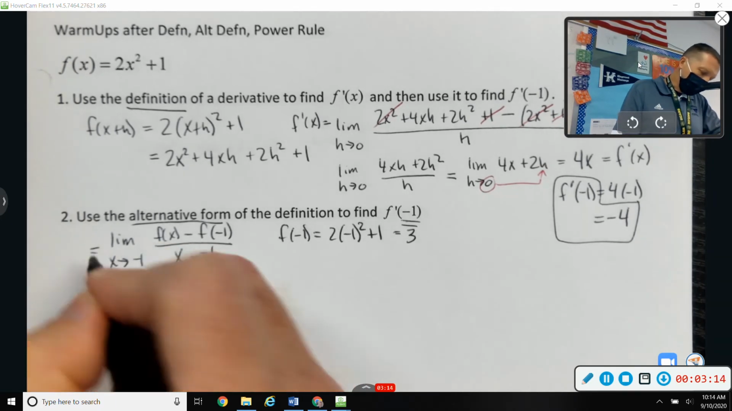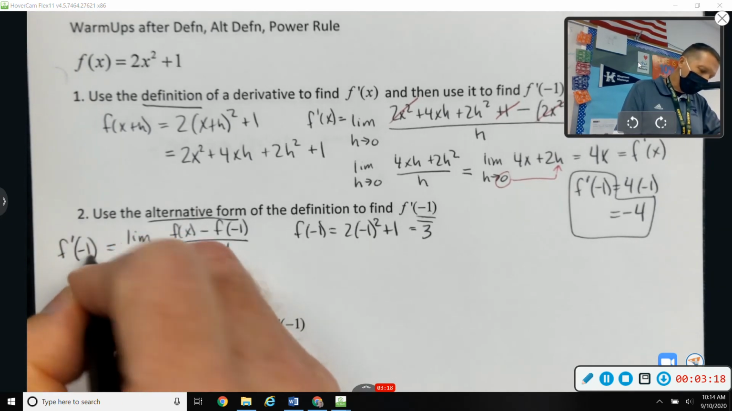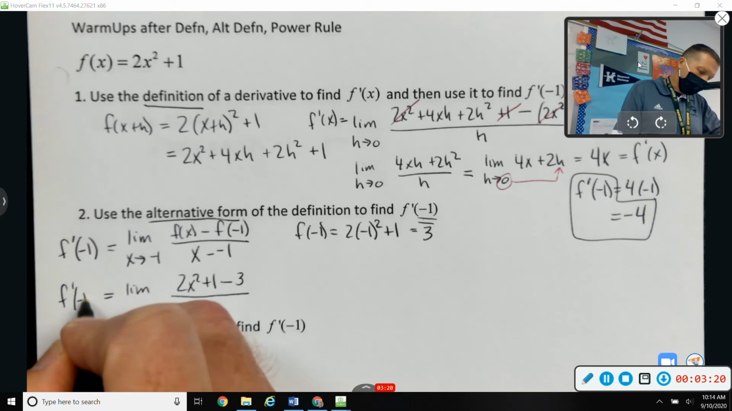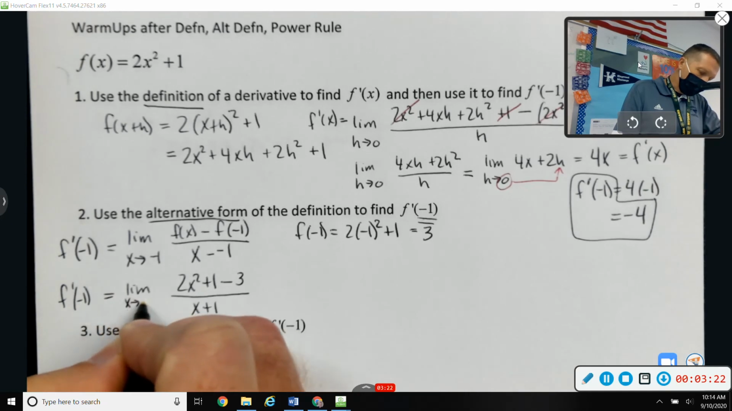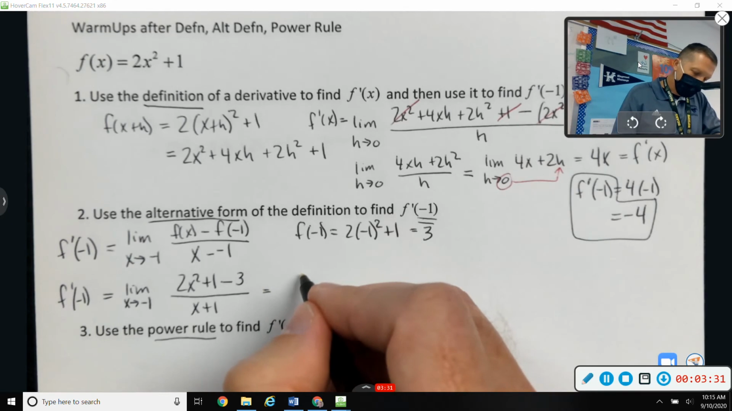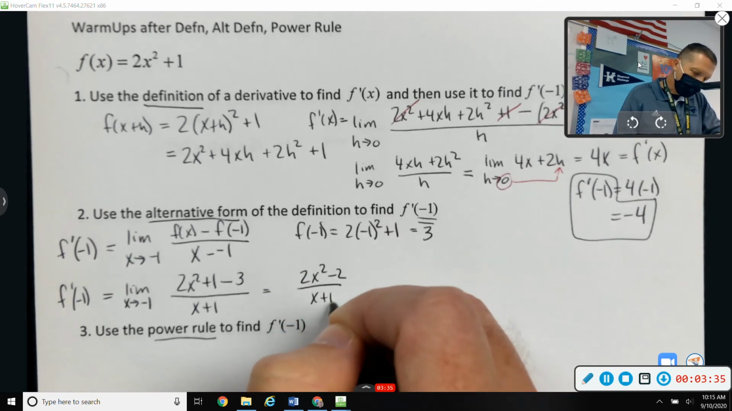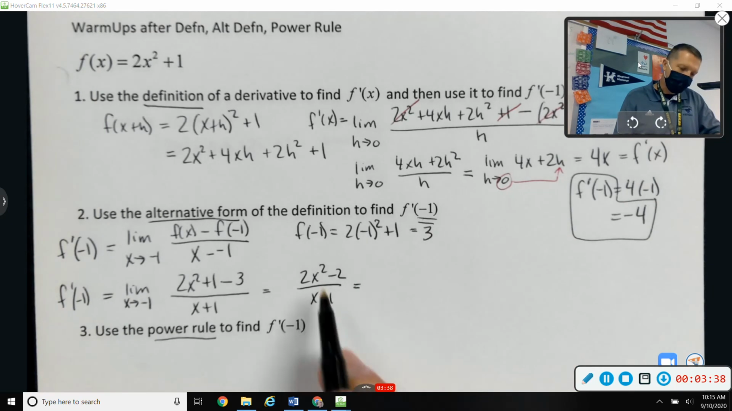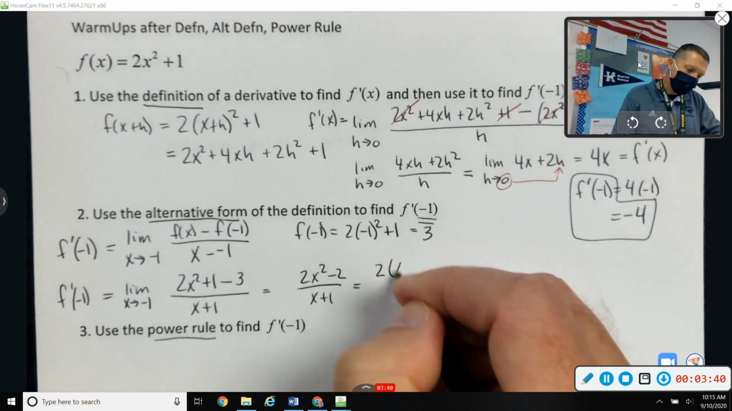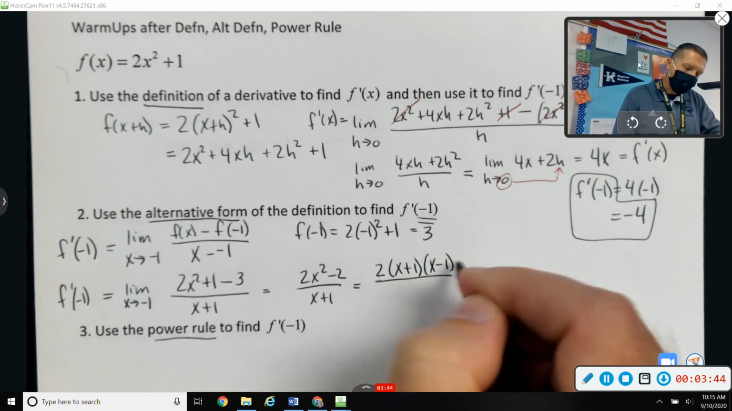And again, this isn't going to tell me the overall derivative, this is going to tell me the derivative at a particular point. So the alternative definition tells me at one spot. So when I get done with this, I'm going to have my answer. I'm not going to have to do anything else. So 2x squared minus 2 over x plus 1. But I can factor the top, factor out a 2, x plus 1 over x plus 1, x minus 1.